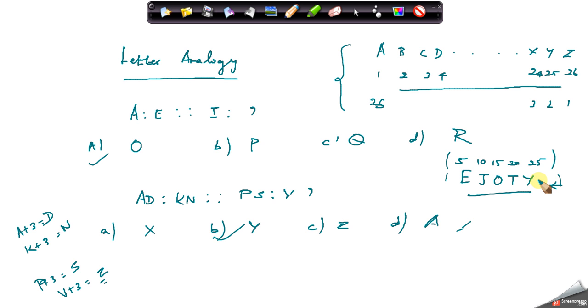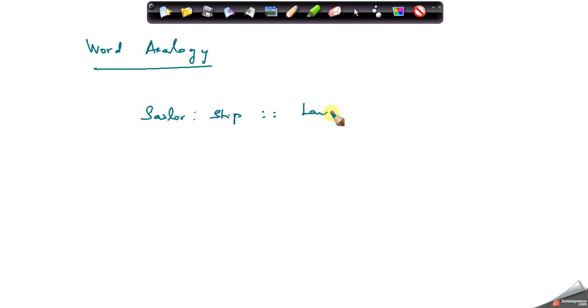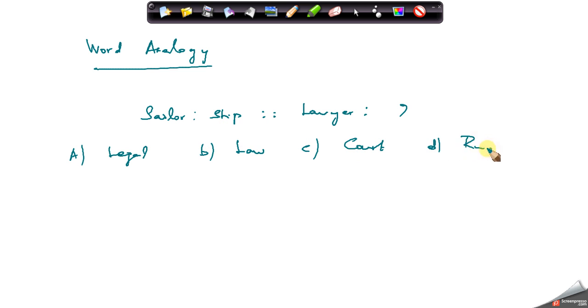Which is related to word analogy in this case. We can see what is a word analogy. Sailor is there. It's an example I'm giving. Sailor, ship is there, proportional to lawyer. What is the one they are asking you? Choice A is legal. Choice B is law. Choice C is court. And choice D is ruling. We need to know a little bit of English for this one.